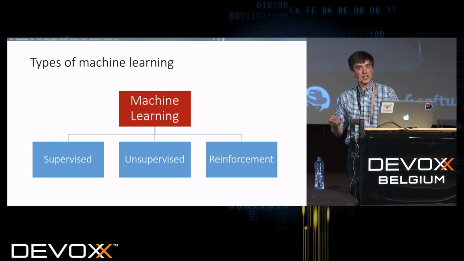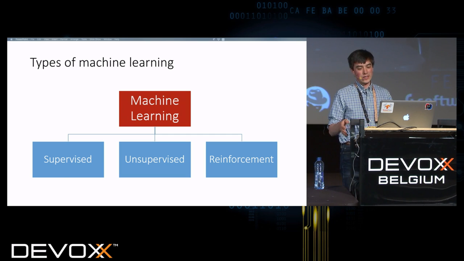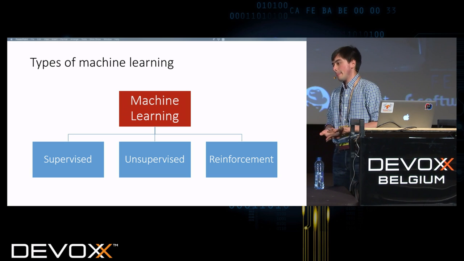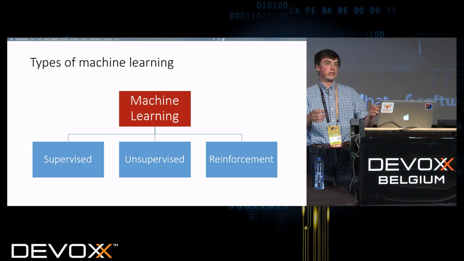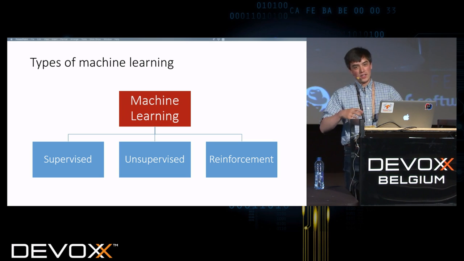So traditionally, there are three types of machine learning we can think about. And these are broken up into these categories. Researchers talk about supervised learning, unsupervised learning, and reinforcement learning. With supervised learning, you have a bunch of data and a bunch of labels. And this is your training set.